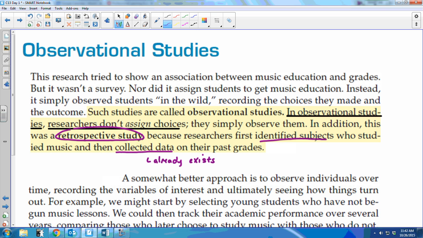So maybe I want to know how, this book has an example, so I'll use theirs, how being in band or the orchestra is related to your grades. I would identify all of the band members at Murray High School, and then I would go back and look at their records, maybe their freshman year. So you're just identifying a group of people, and then you're going back and looking at something that already exists. That's generally retrospective.